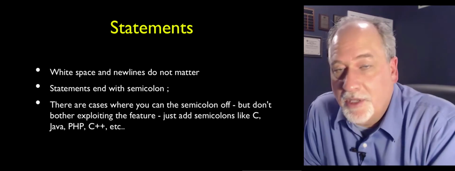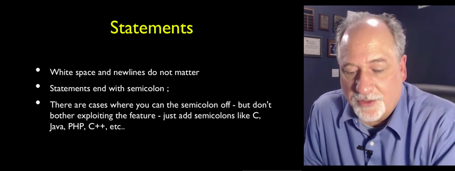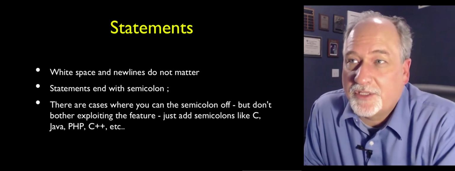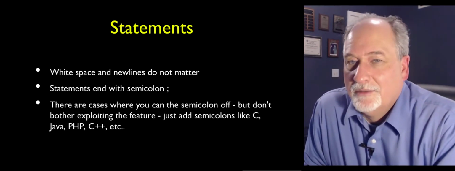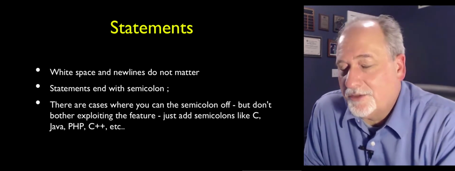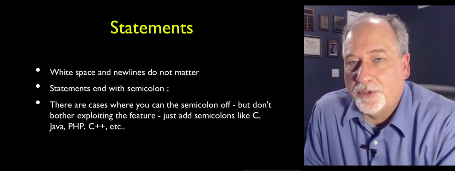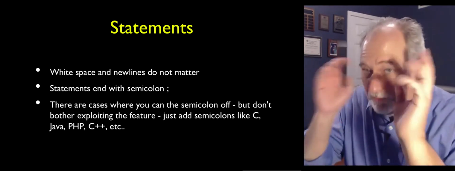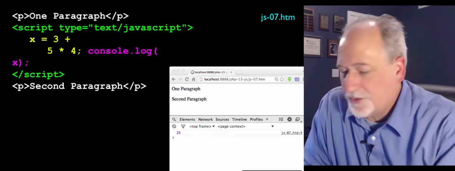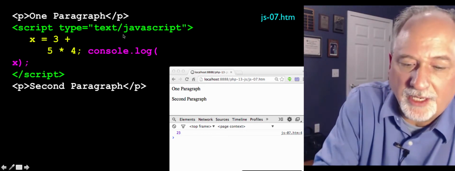White space and new lines do not matter, although we rigorously indent to make our code easier to read. Statements end in semicolon. There's places you can leave the semicolon off, but it's a little different than Java and C and other C-like languages, but most programmers just program as if they were in Java and put all the semicolons in, and don't try to remember the complex rules as to when you don't need semicolons.